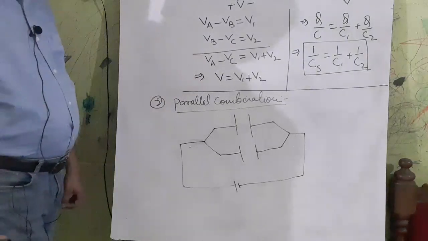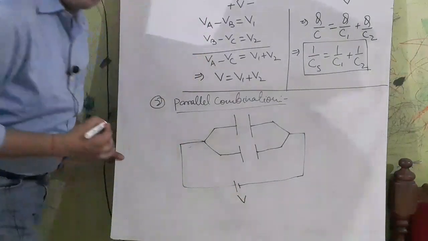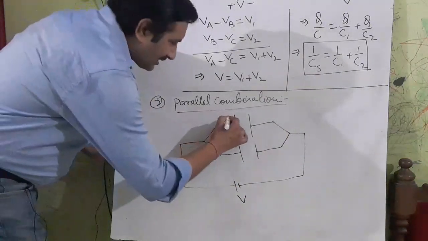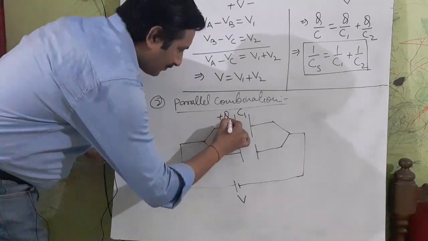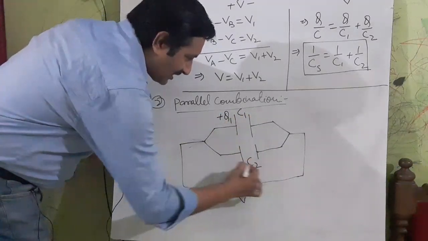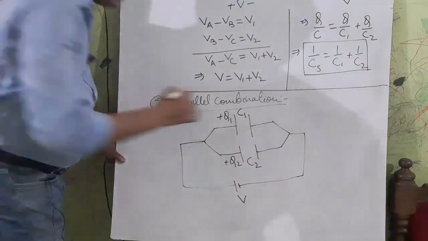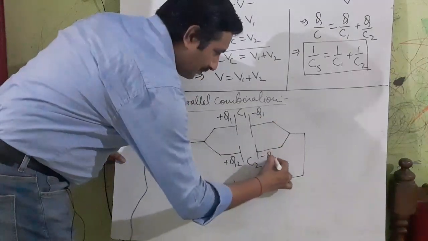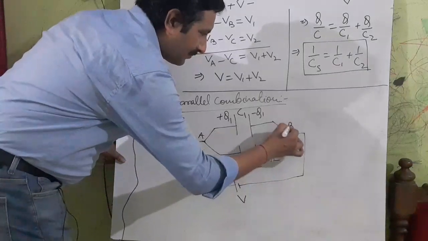You see now. Suppose the potential difference of this cell is V and it supplies positive charge. Suppose the charge on the capacitor with capacitance C1 is Q1 and for the capacitor with capacitance C2 it is Q2, and the negative charges here are minus Q1 and minus Q2. This is point A and this is point B.